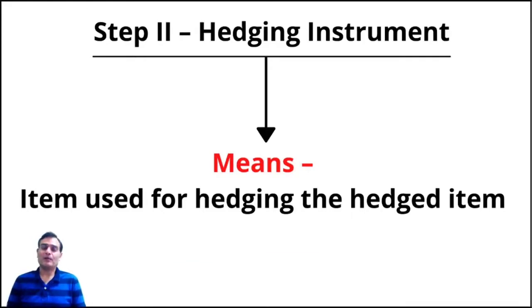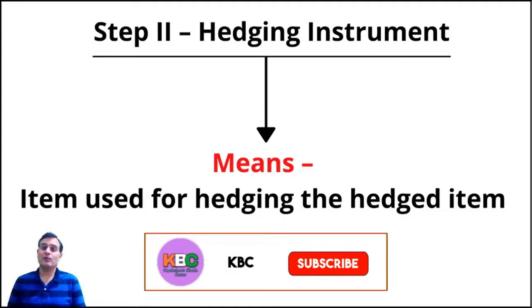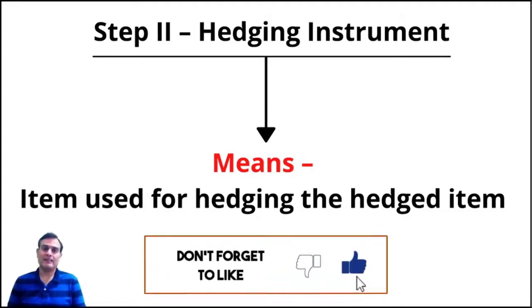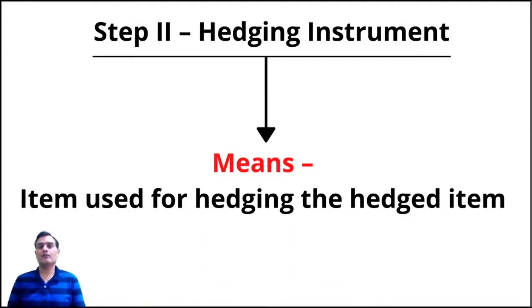As a part of the hedge accounting series, I have already taken two videos on this. One was on the introduction, and then I came to step number one out of the 5-step model. Today we're going to discuss in a little detail step number two, which is identifying the hedging instrument. What do you mean by hedging instrument? It is the instrument which is used for hedging the hedged item.